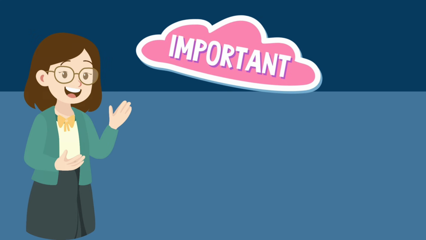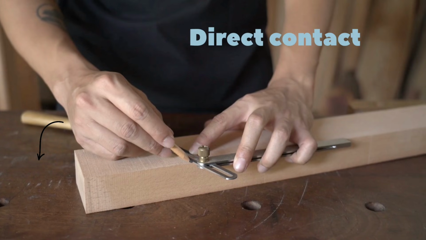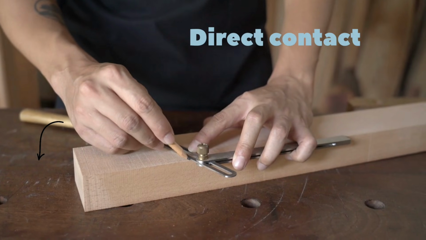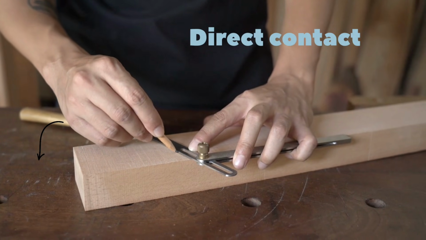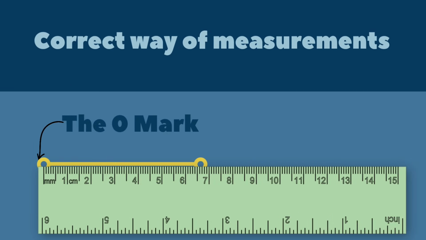Some important points for measuring the accurate length. Correct position of the ruler. The object whose length is to be measured must be in direct contact with the ruler. The ruler should be held such that its starting point, the 0 mark, aligns with the beginning edge of the object. While measuring the distance between 2 points, place the starting point of the scale on the first point and observe which mark on the scale aligns with the second point.